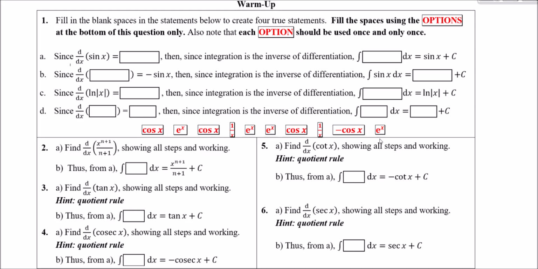Questions 2 through to 6 are purely differentiation. So it's a big warm-up, but I do believe it's worthwhile. Pause the video now, try these on your own, use your differentiation notes if you want to, and then press play when you're ready to see the solutions. Okay, assuming that's been done, let's have a look together at warm-up question 1.